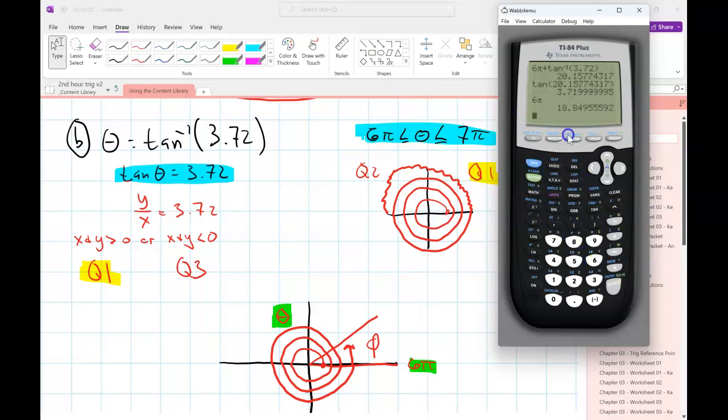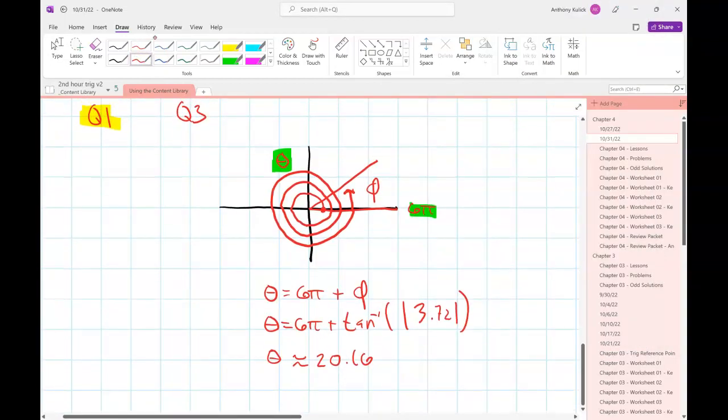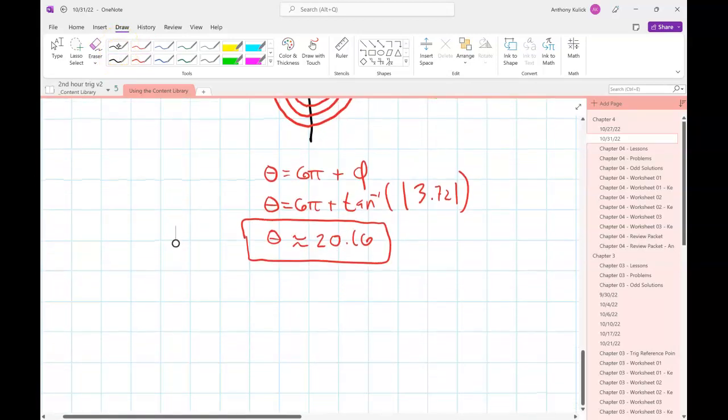Well, it's bigger than 6 pi and smaller than 7 pi. So I am certain that I have the correct answer. Is everybody okay with how I checked that? Very easy check, but you have to check two things, right? You have to make sure that it satisfies the equation at the start and that it's in between the two angles. How are we doing so far?